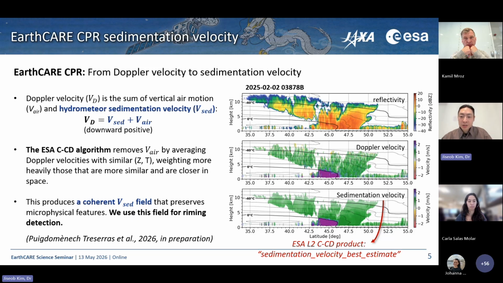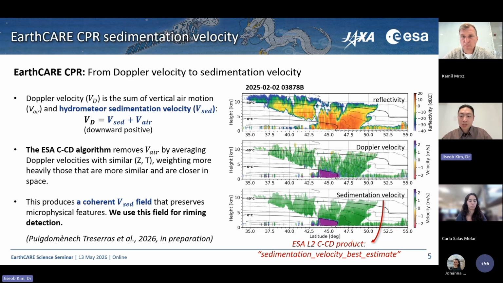The estimated uncertainty is reduced to about 0.2 or 0.3 meter per second in ice cloud, and the bias is close to 0. But the more important point is that this variable is mostly free from the vertical air motion. So it's much more suitable for studying cloud microphysics. All the results I will show today are based on these variables, and the paper describing this retrieval algorithm is currently being prepared by my colleague Bernard, and it will be submitted soon.